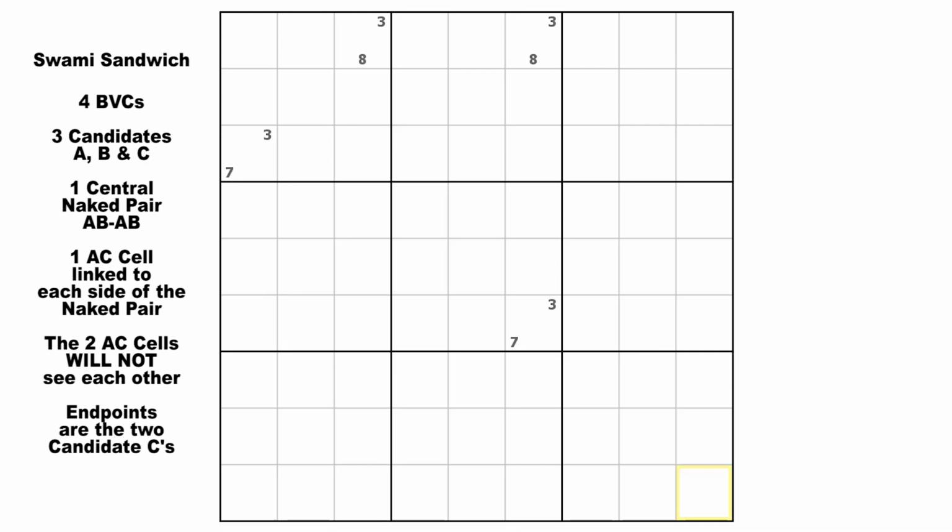So here we've got 4 bi-value cells containing 3 candidates, A, B, and C. The 3 appears in all 4 of these cells, so that's our candidate A, which means candidate B is 8. So up here in row 1, we've got our AB naked pair.